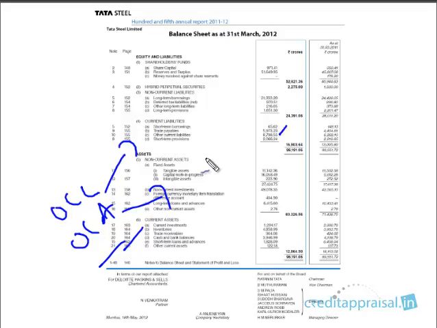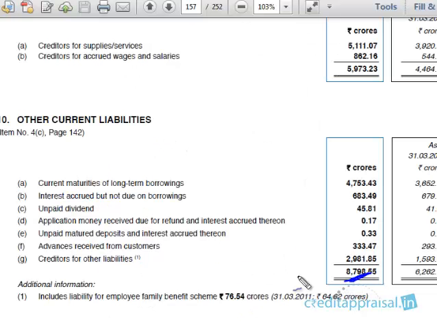So let us go to the schedule. This is the schedule, 8798. This is other current liabilities. So what are these entries? Current maturity of long-term borrowings, interest accrued but not due, unpaid dividends, application money, unpaid mature deposits, advance from customers, and creditors for other liabilities.